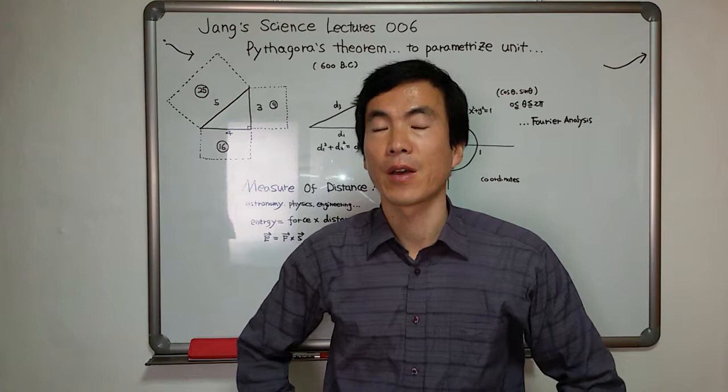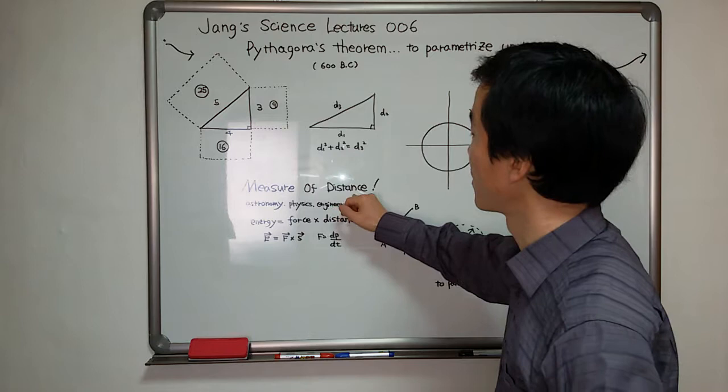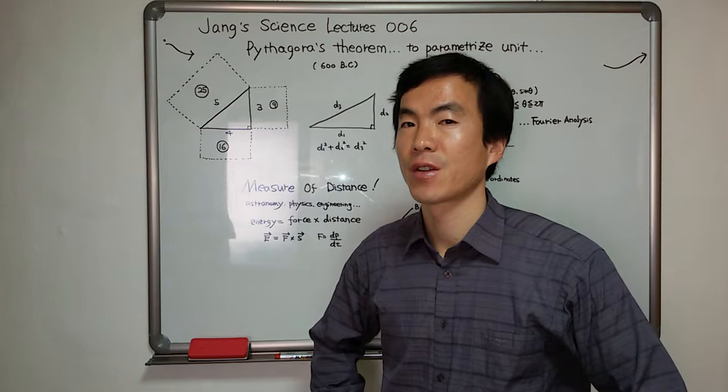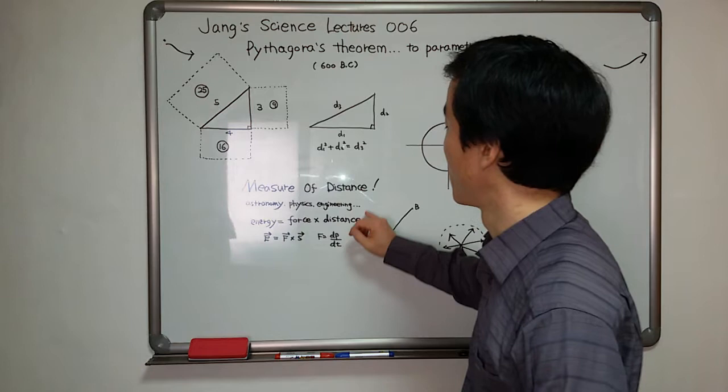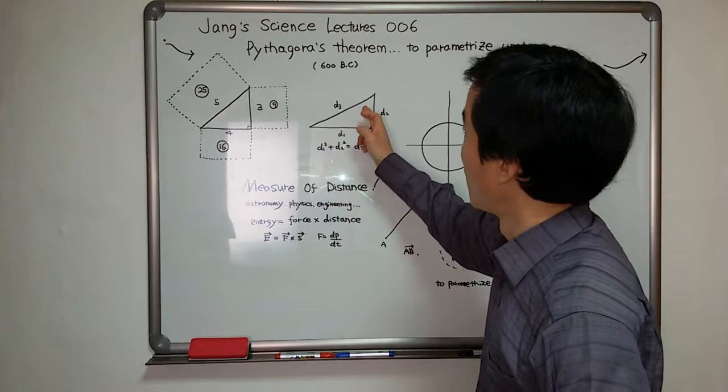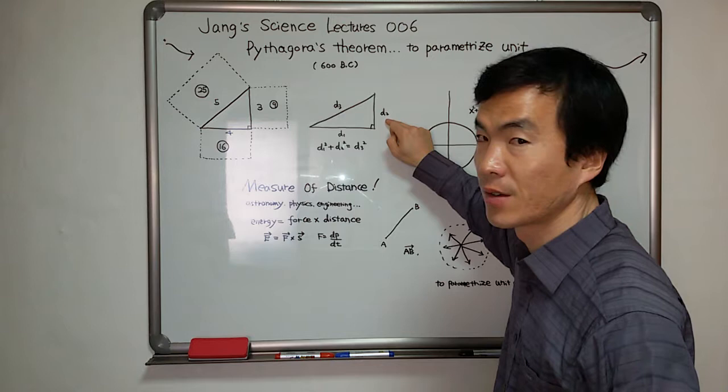Very, very useful concept. It's measure of distance. Distance is very, very important, like astronomy, physics, chemistry, biology, engineering, architecture, and so on. It's very, very useful idea. It's distance. Distance is Pythagoras Theorem, originated by Pythagoras. You know 1/9 is 1/9 plus 1/9. You must know 1/9 plus 1/9.